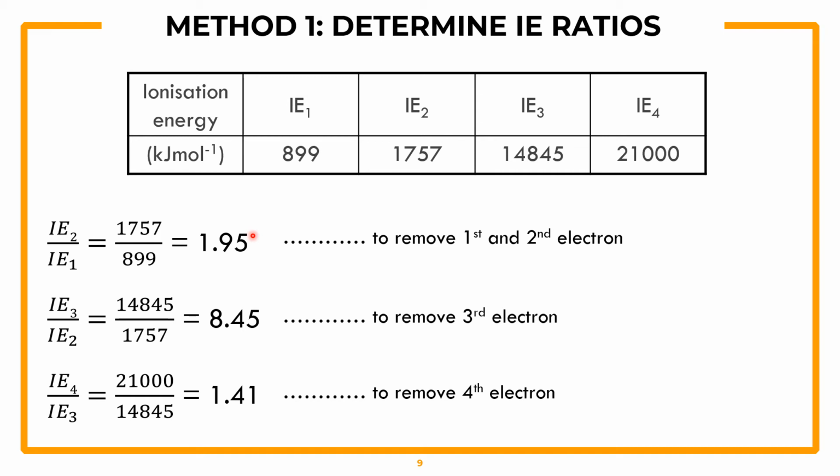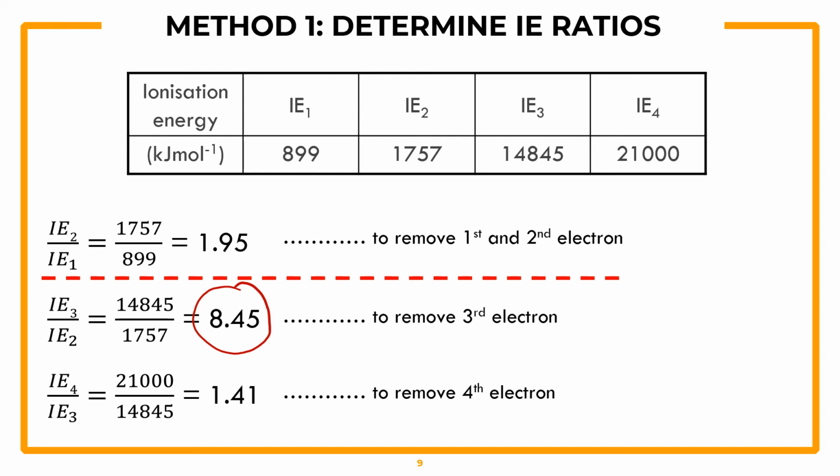Okay, identify the biggest or the highest ratio value. So between these three values, mana yang lebih besar? Definitely lah, ini yang paling besar. So once awak dah jumpa nilai ratio yang paling besar, bulatkan. Okay, bulatkan. And selepas itu, buat satu garis above the biggest ratio. Okay, buat satu garis above the biggest ratio.